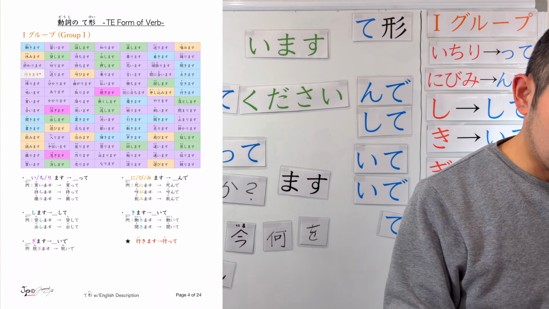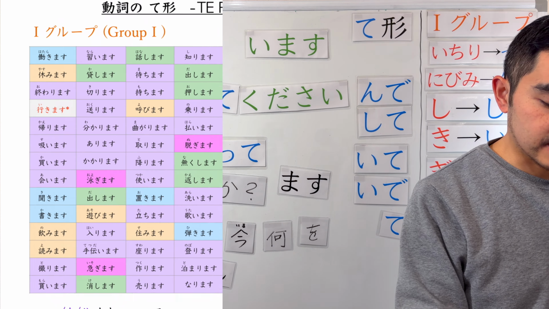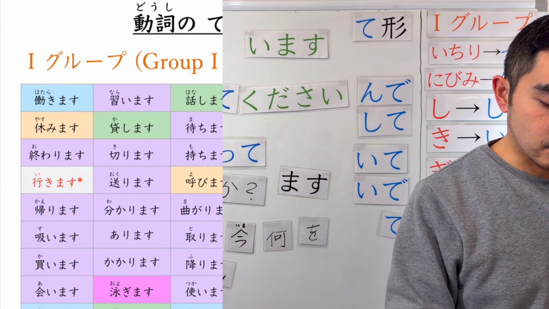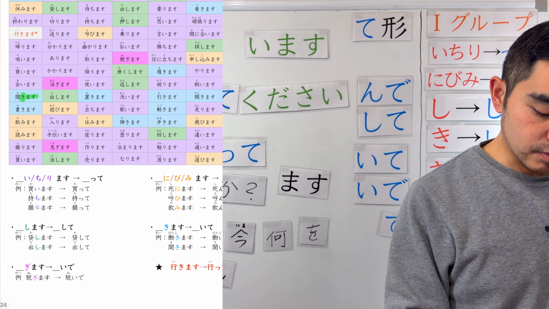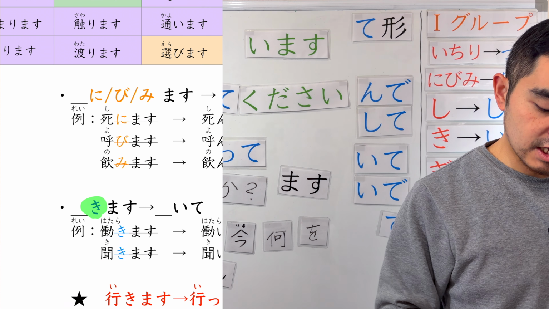Okay, and this color differentiation, for example, hatarakimasu is ki, right? The blue one is before masu, it's all ki, right? So how you conjugate the blue one, ki. So hatarakimasu is hataraite, right?